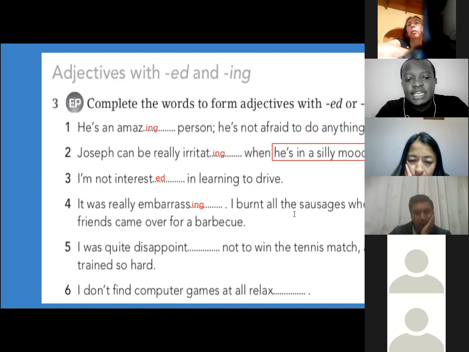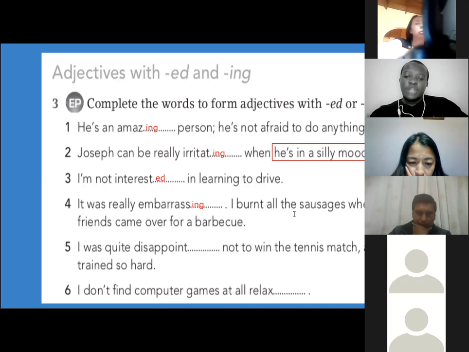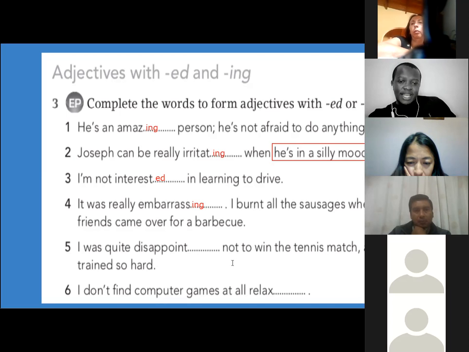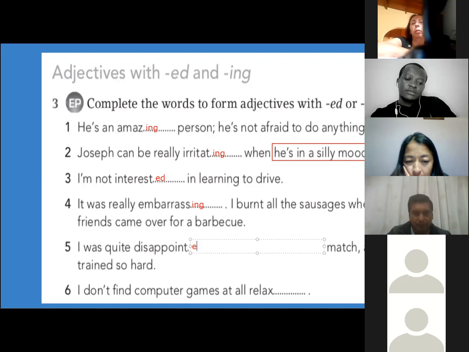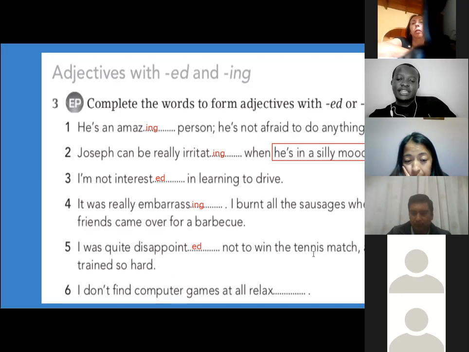So number 5, I was quite disappointed or disappointing not to win the tennis match after I trained so hard. Was quite disappointed, was quite disappointing. ED. Disappointed with ED. What are we describing? The feeling of the person after failing to win the tennis match.